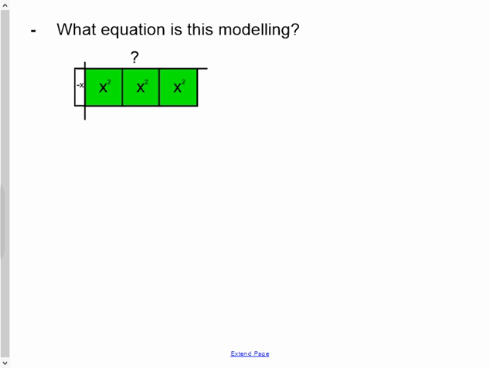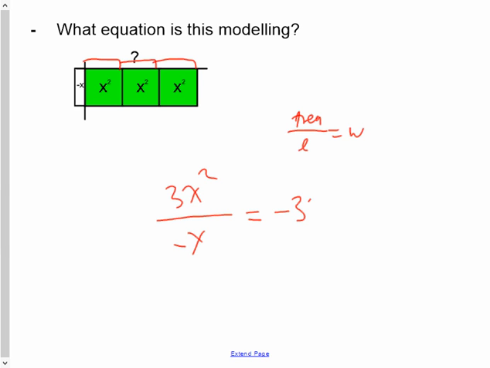Your second question says, what equation is this modeling? So because it gives you the area and it gives you one of the sides, you can use area divided by the length will equal the width, or the area divided by the width equals the length. So therefore, 3x squared, which is the area, divided by the length that I know will equal the missing side. And according to this, I'd have to make these negative x's because a negative x times a negative x is a positive x squared. So therefore, the solution based on the model is negative 3x is missing.